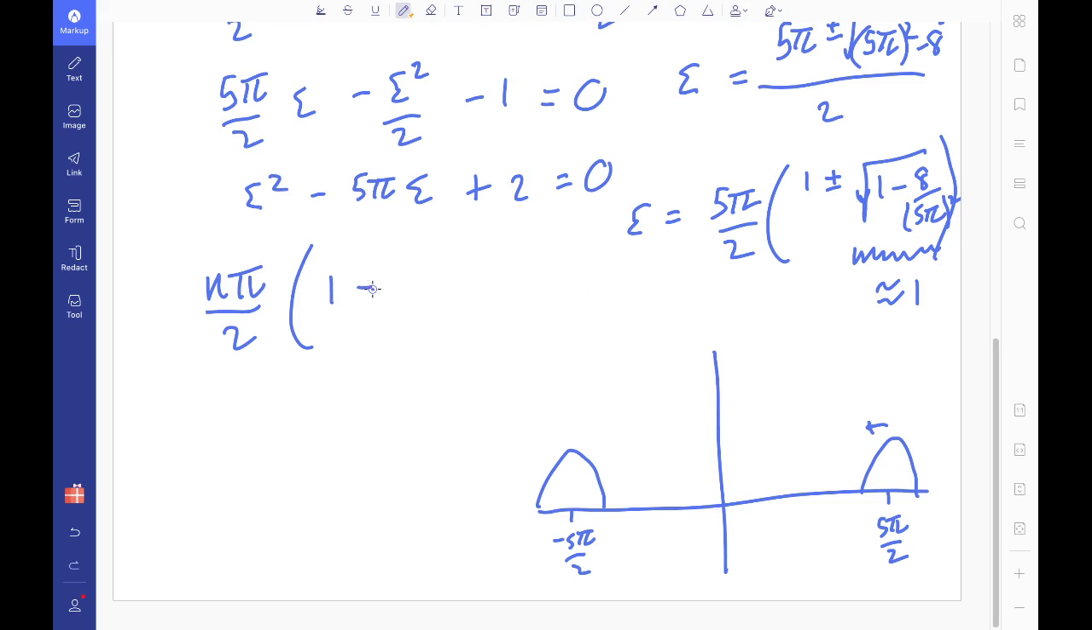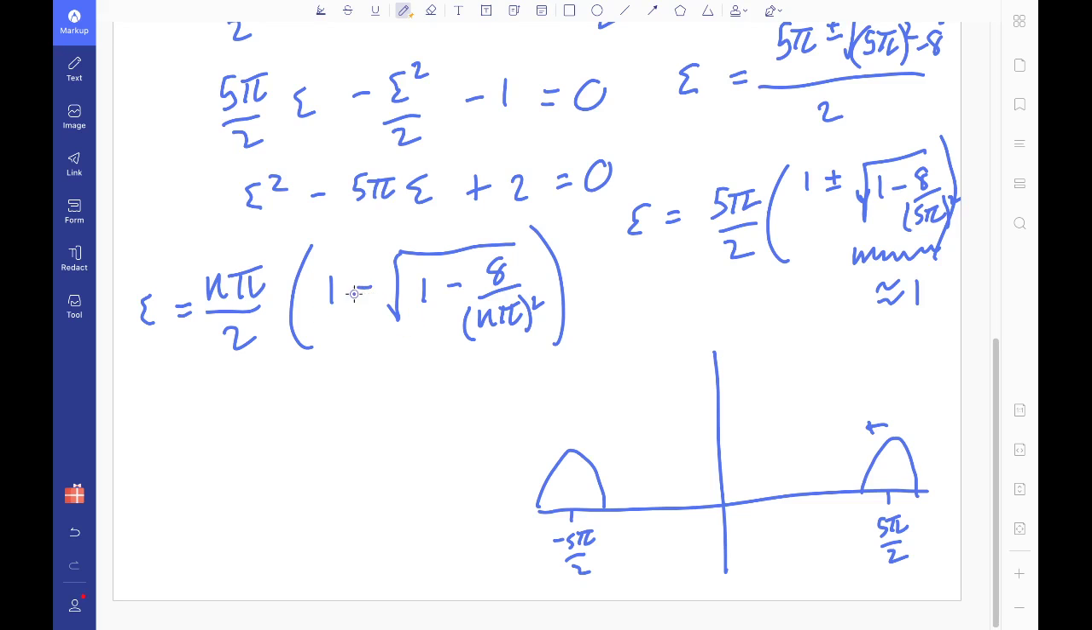if I take away from the square root here, 1 minus 8 over n pi squared on the bottom. And that's what this small epsilon is. So it tells you this sort of deviation from the expected location of the root, like 3 pi over 2 or 5 pi over 2 or 7 pi over 2.